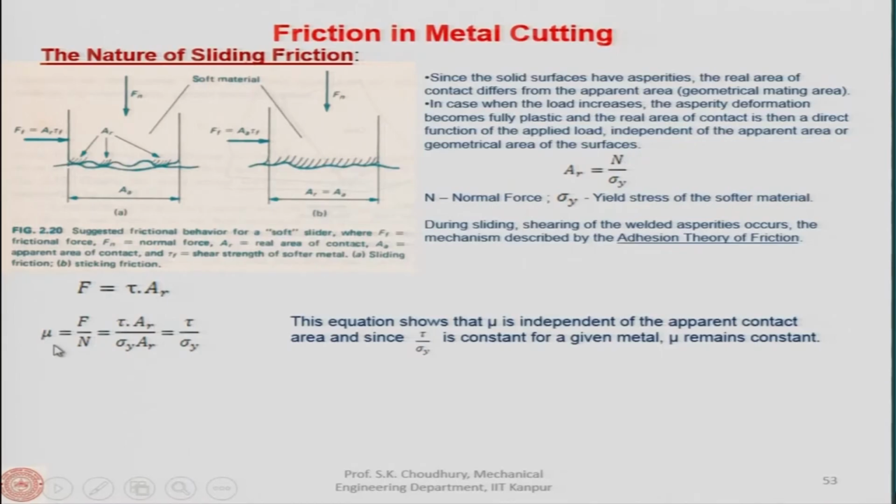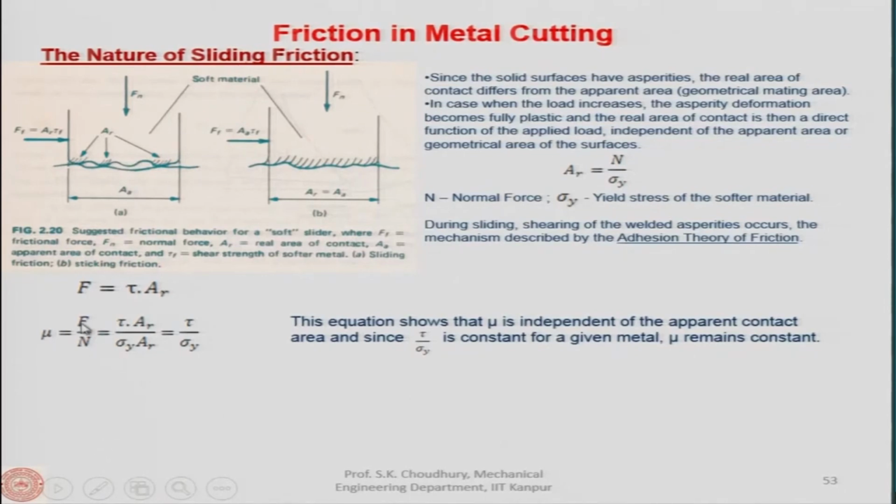Therefore, mu, as we know, is the coefficient of friction, which is F by N, friction force divided by normal force, and the friction force is shear stress into AR, because friction is always along the surface on which the normal force is acting. So, tau is the shear stress and AR is the real area of contact. Initially we said that these are on the asperities, so the area on which it is actually resting is the real area of contact, and the geometrical or apparent area is the entire area irrespective of these asperities.